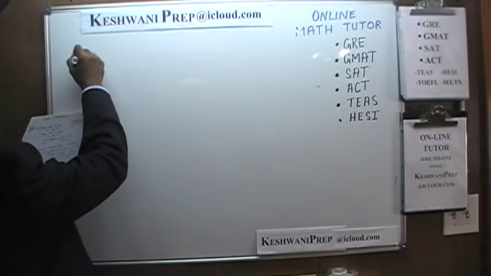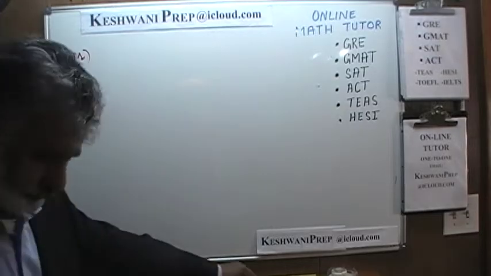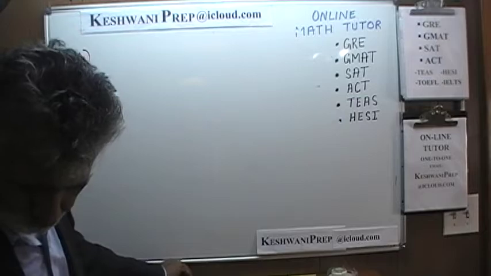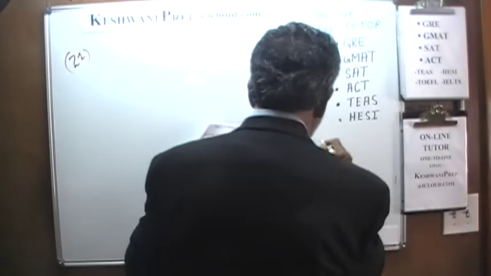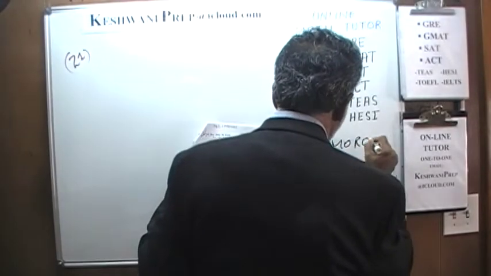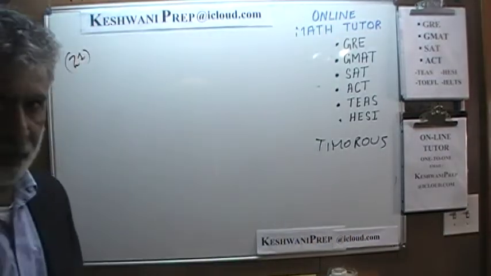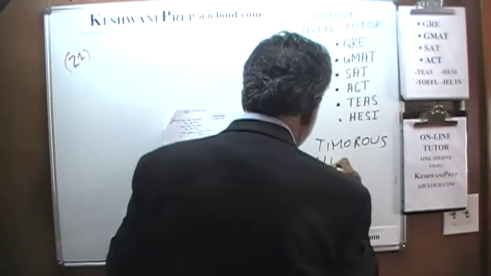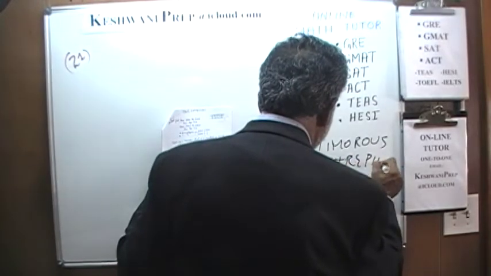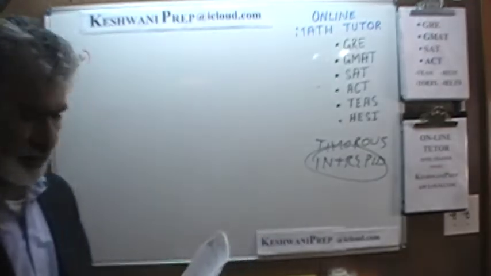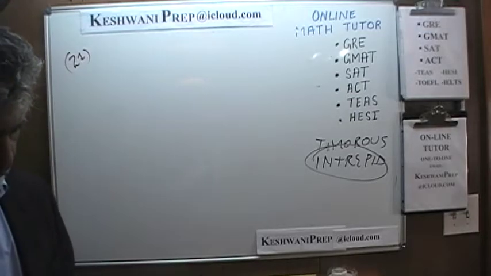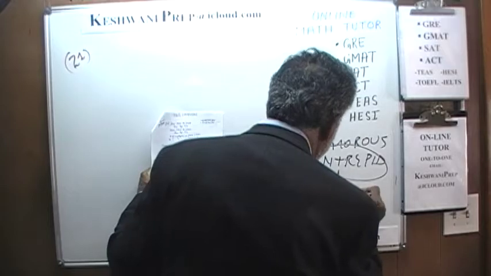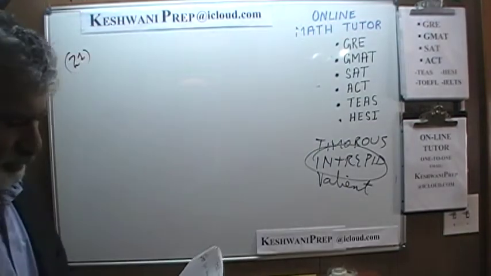Number 21. The word I was going to use was timorous, timid, cowardly. Be intrepid. Be brave, be courageous, be valiant. Don't be a chicken when you want to plug in numbers, plug in anything that comes to your mind.